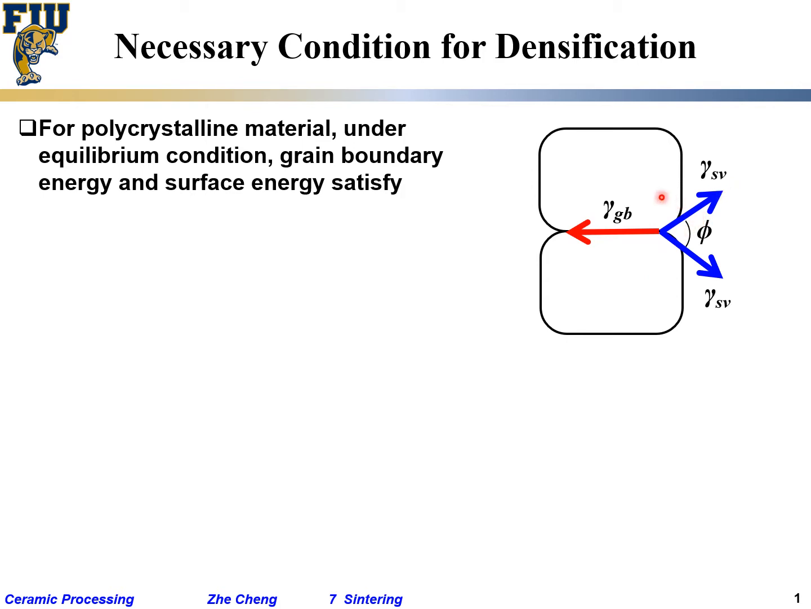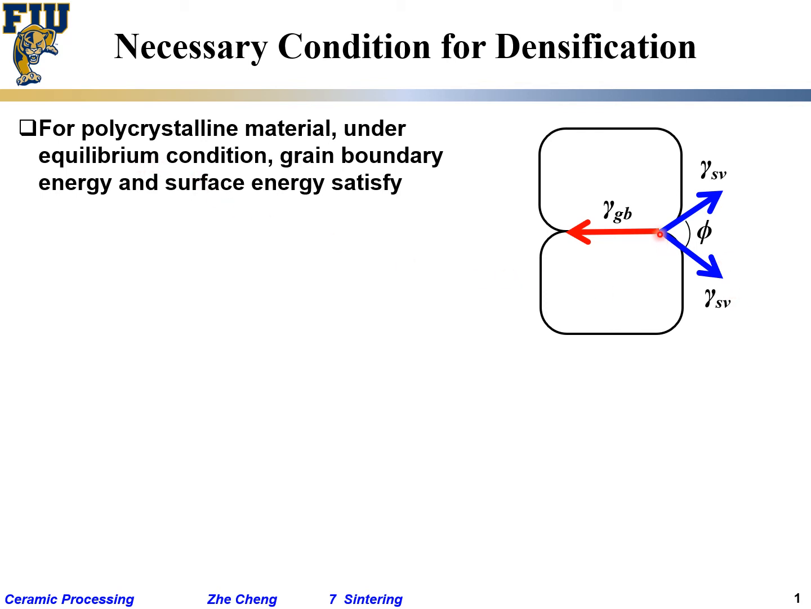Here is between grain and vapor for gas phase. Okay, surface tension or surface energy going along the tangent, trying to make the surface area smaller. But at the same time, the grain boundary energy will try to shrink the grain boundary. You see what I mean? In this case, I'm talking about a local kind of equilibrium, under equilibrium condition.